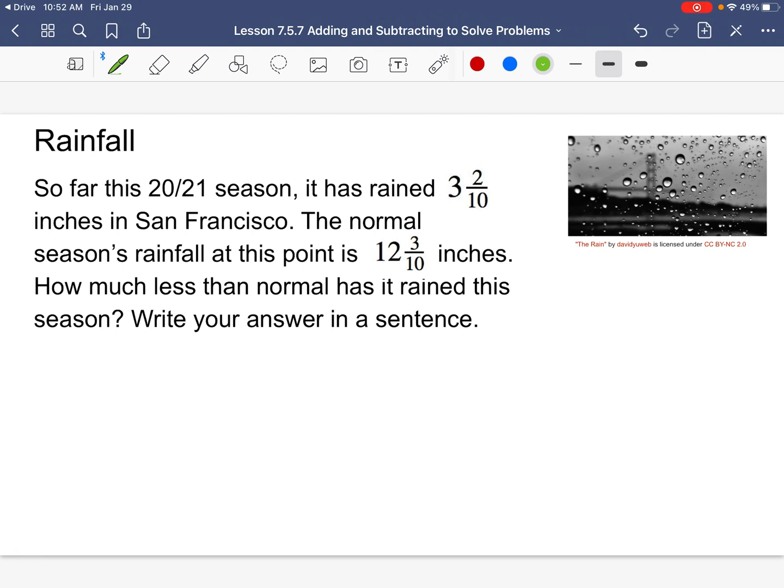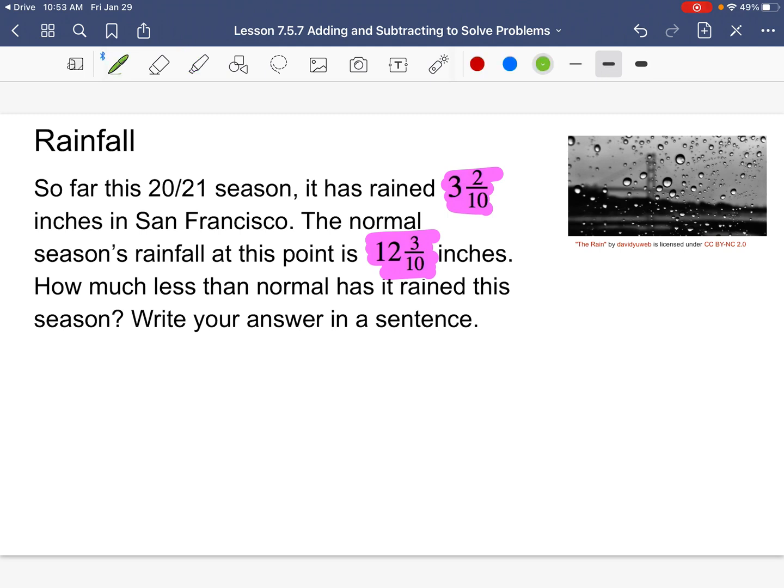Here's a question about rainfall. So far this season, it has rained 3 2/10 of an inch in San Francisco, and the normal season's rainfall at this point is 12 3/10 inches. How much less than normal has it rained this year? And write my answer in a sentence.